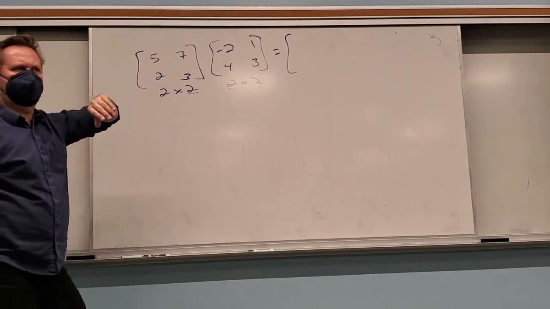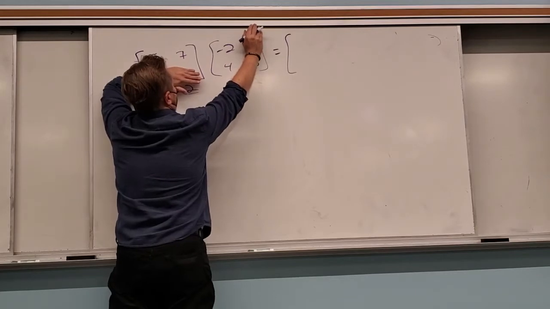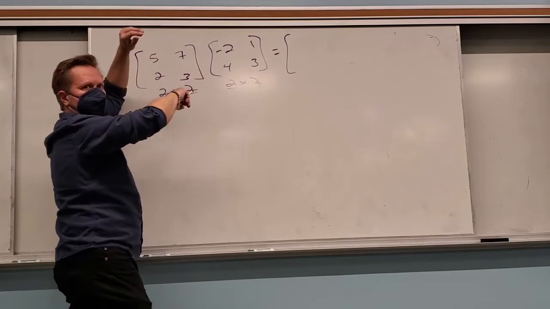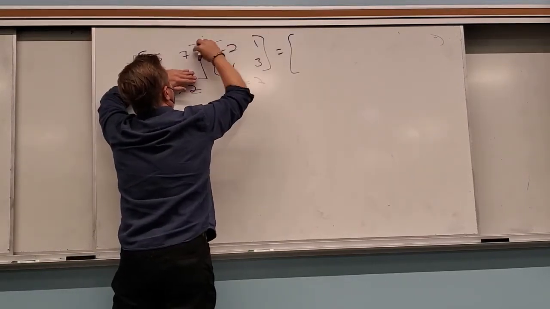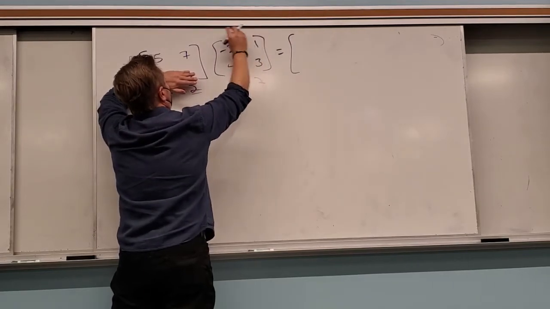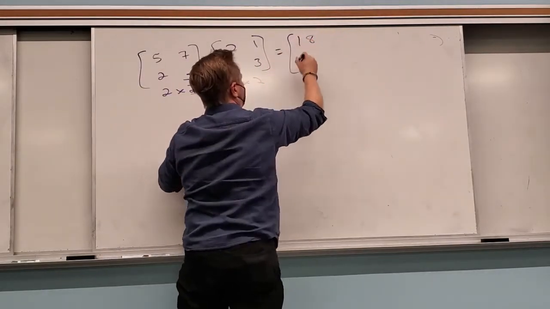On your paper, you could do this. I want the first row, first column, to get the first row, first column element. So we get negative 10 plus 28. Is that cool? Negative 10 plus 28. So I get 18.